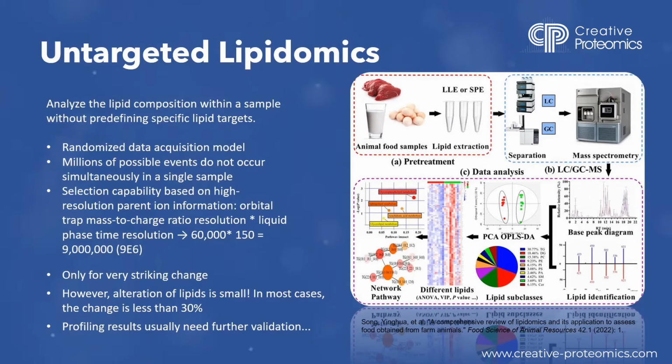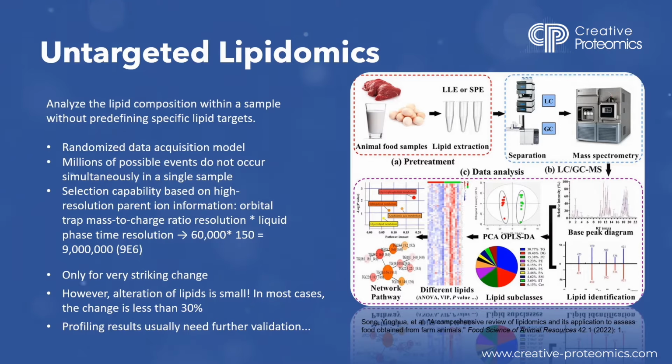One of the strengths of untargeted lipidomics lies in its high-resolution parent ion selection. Leveraging techniques such as Orbitrap mass-to-charge ratio resolution combined with liquid phase time resolution, we can precisely select and analyze lipid species. This capability enables us to detect and identify a vast number of lipid species with the potential for up to 9 million different events in a single sample. This comprehensive profiling allows us to capture a detailed snapshot of the lipidome.